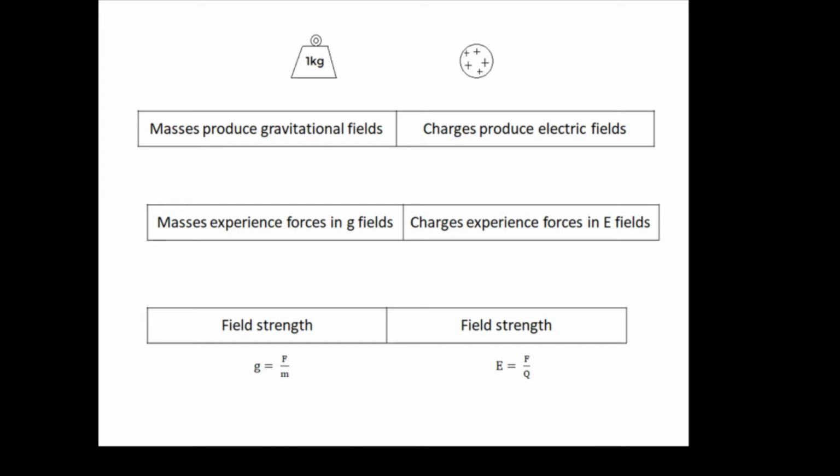With a gravitational field, we say little g, the field strength is F over m, the force per unit mass. In an electric field, big E field strength is F over q, the force per unit charge.